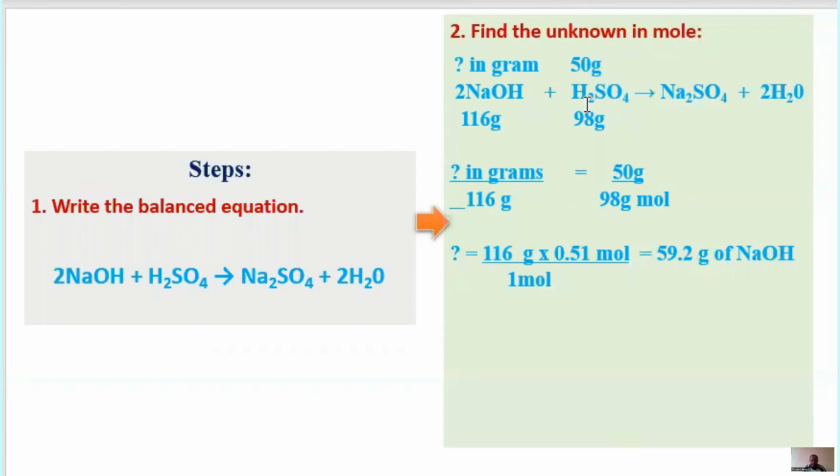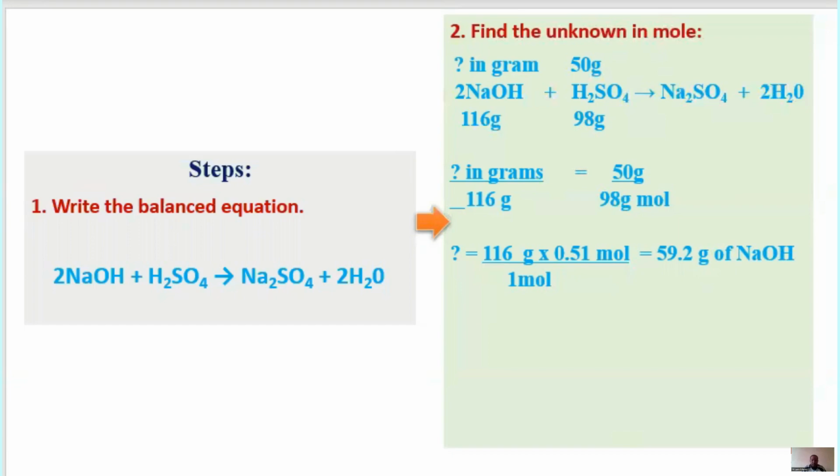This is 50 grams given. The mass of H2SO4 from this balanced chemical equation is 98 grams. Then the mass ratio is the required mass over the mass of the unknown from the balanced chemical equation, which equals the given mass of sulfuric acid over the mass from the balanced chemical equation. And this gives 59.2 grams of sodium hydroxide.